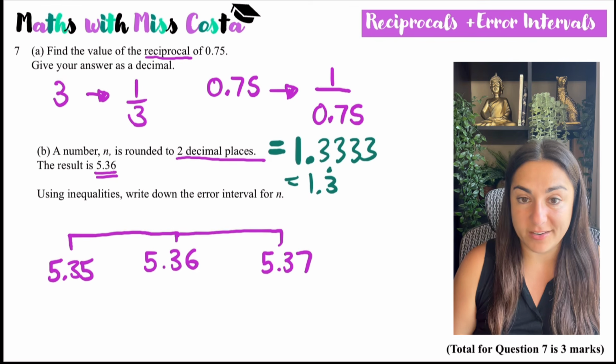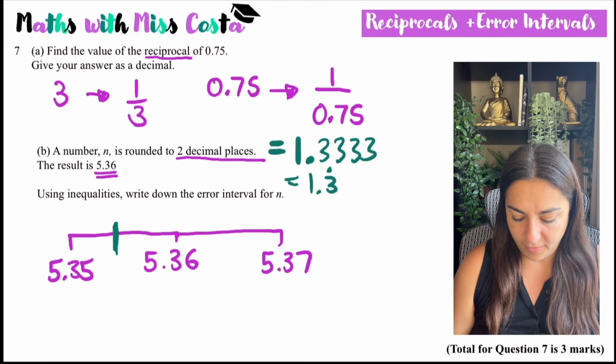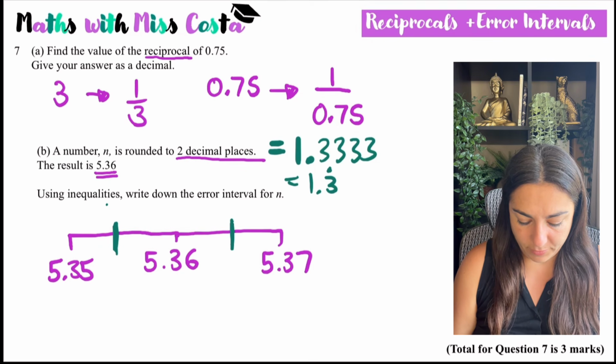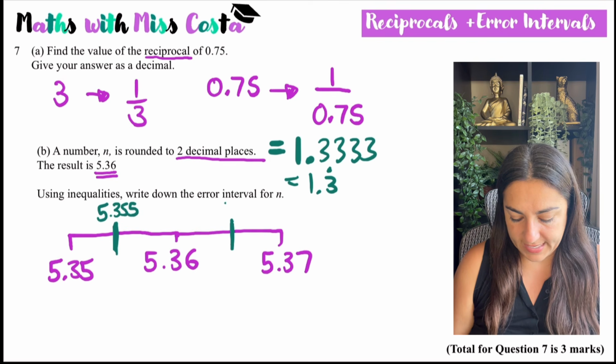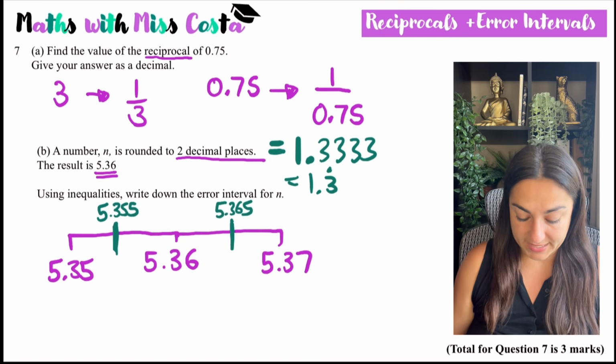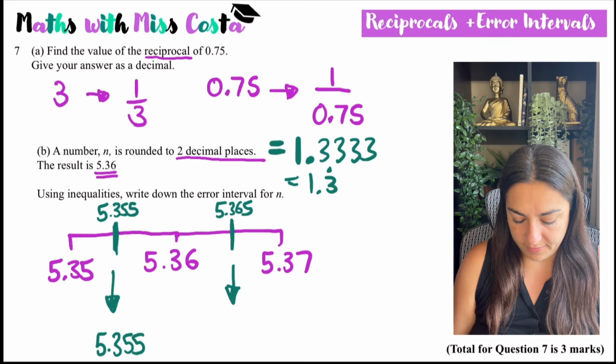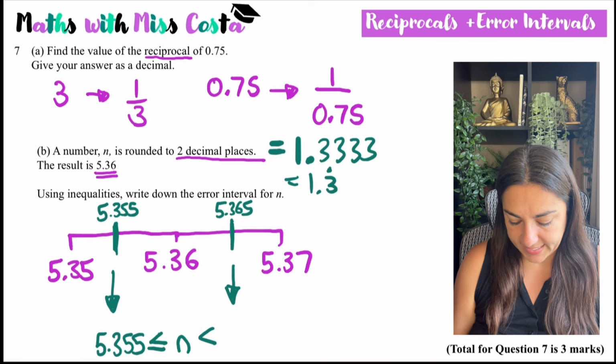Now the error interval is halfway between these 2 values. So the halfway point here would be 5.355, and here it would be 5.365, so halfway between those two decimals. And the error interval can neatly just be dragged down, so you'd say that 5.355 is less than or equal to n, which is less than 5.365.